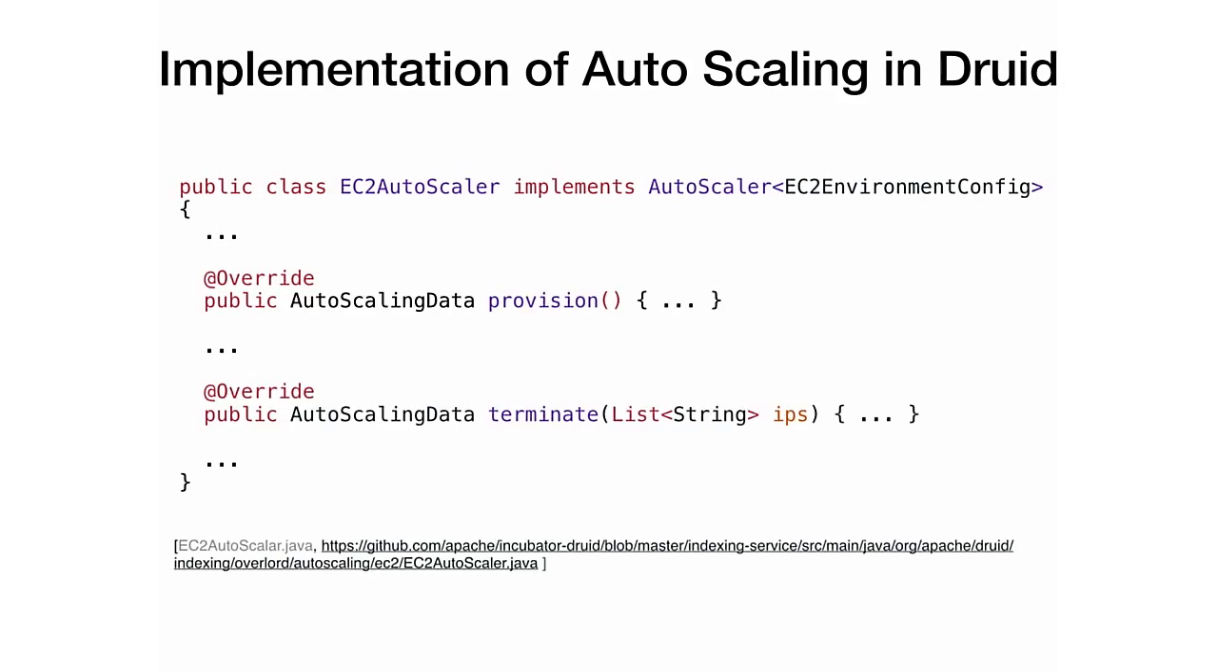This code shows the implementation of autoscaling in Druid. The EC2 autoscaler was implemented using the AWS EC2 API. The EC2 autoscaler consists of two functionalities. The first one is the provision method, which deploys a middle manager on an EC2 instance. The other is the terminate method, which destroys EC2 instances by providing a string list parameter.